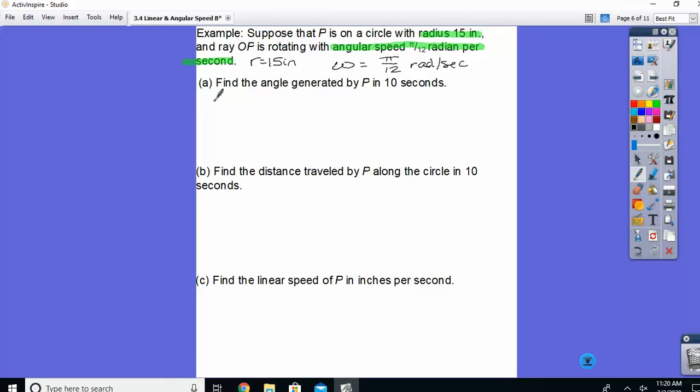Part A. Find the angle generated by P. So find the angle. That means we are finding theta. So I'm going to write down theta equals question mark in 10 seconds. So 10 seconds, that would be my time.